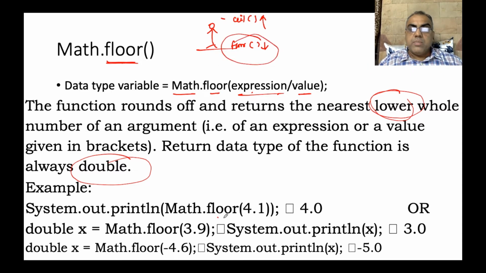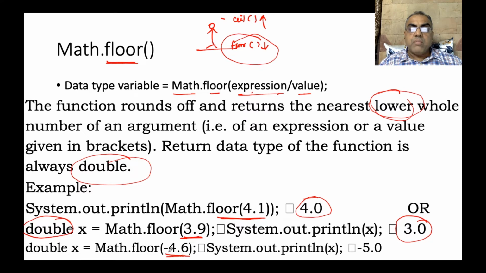So if my number is 4.1, again on a number line, the number smaller than 4.1 is 4, so it's being rounded off. For number 3.9, the smaller number than 3.9 is 3.0, not 4. Since the data type returned is double, my storing variable must be of the double type.